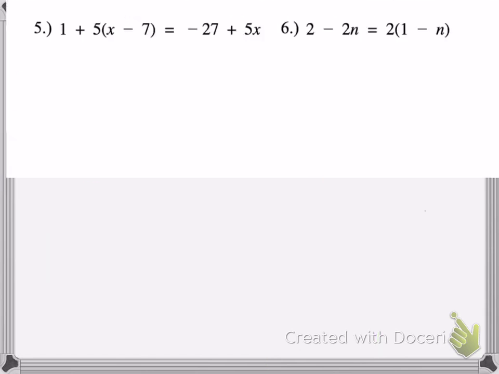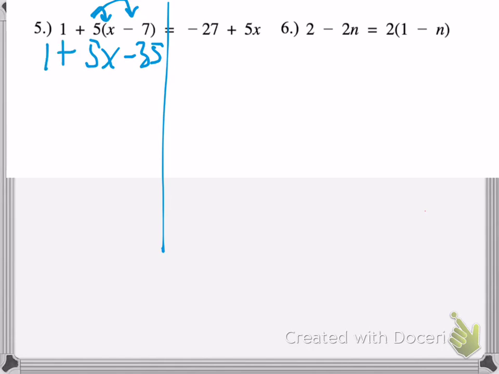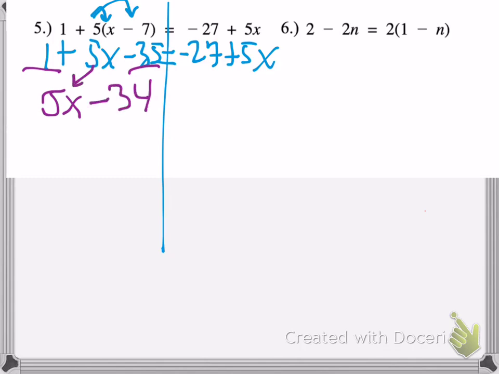5 and 6, we're going to distribute, then combine like terms. Starting with this distribution, 5 times x is 5x. 5 times negative 7 is negative 35. And then I also have this 1 that's left over. Then on the right side, negative 27 plus 5x. After we distribute, we combine like terms. So I have a 1 and a negative 35. This 5x is copied. 1 minus 35 is negative 34. On my right side, I've got negative 27 plus 5x.